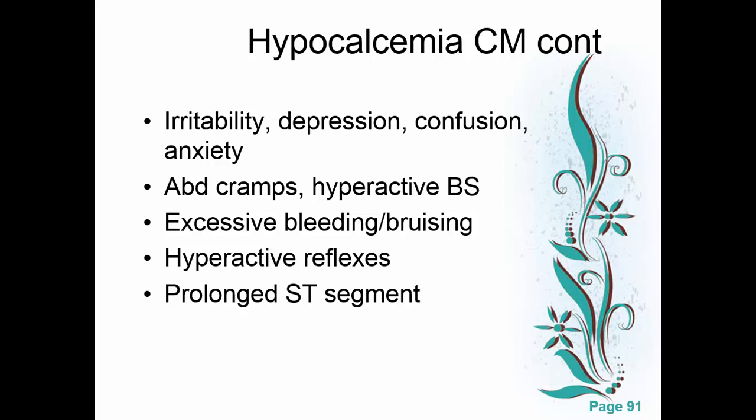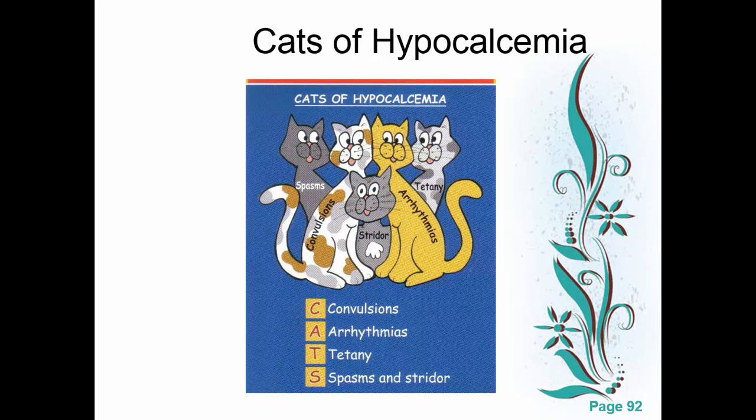So without calcium, fibrin strands and clots can't form, which allows excessive bleeding from venipunctures or other wounds. You will also see hyperactive reflexes and a prolonged ST segment. So there is an acronym of CATS that gives you some of your major signs and symptoms of hypocalcemia.